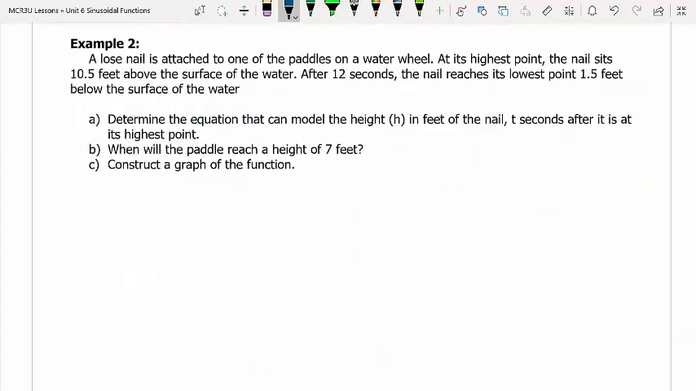Okay, example 2. A loose nail is attached to one of the paddles on a water wheel. At its highest point, the nail sits 10.5 feet above the surface of the water. After 12 seconds, the nail reaches its lowest point, which is 1.5 feet below the water. So we can use the water level as a reference point, and say that the water level is 0. Anything below the water level will be a negative value. Anything above the water level will be a positive value.